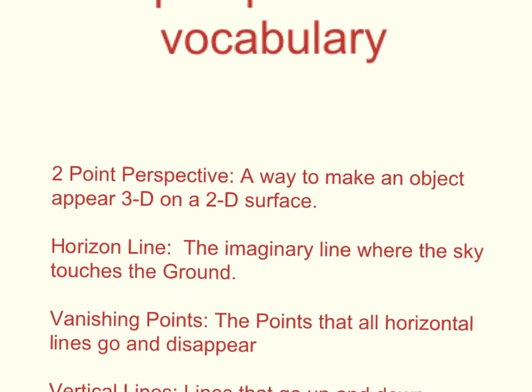Another word that I want you to know when you're working with perspective is the horizon line. The horizon line is the imaginary line that separates the sky from the ground. Vanishing points, and in this case, because we are working with two-point perspective, we will have two vanishing points, and these are the points where the horizontal lines, in our case, will disappear. It's most of the time where lines will disappear.